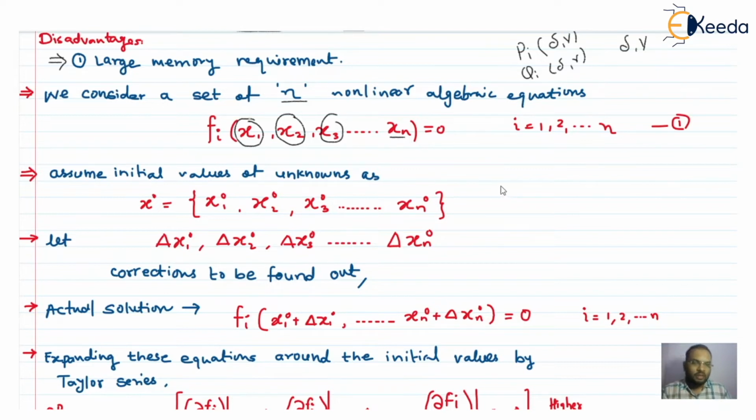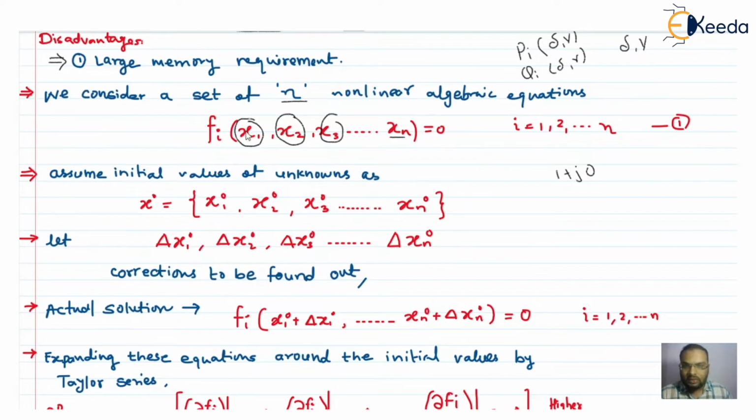See, in the Gauss-Seidel method, we started the iteration sometimes with the flat start, where we took the voltage as 1 and the phase angle as 0, or the voltage in rectangular form as 1 plus j0. It was a flat voltage start. This we have seen, how to guess the initial value. Same is the case in the Newton-Raphson method. You have to start with some initial value.